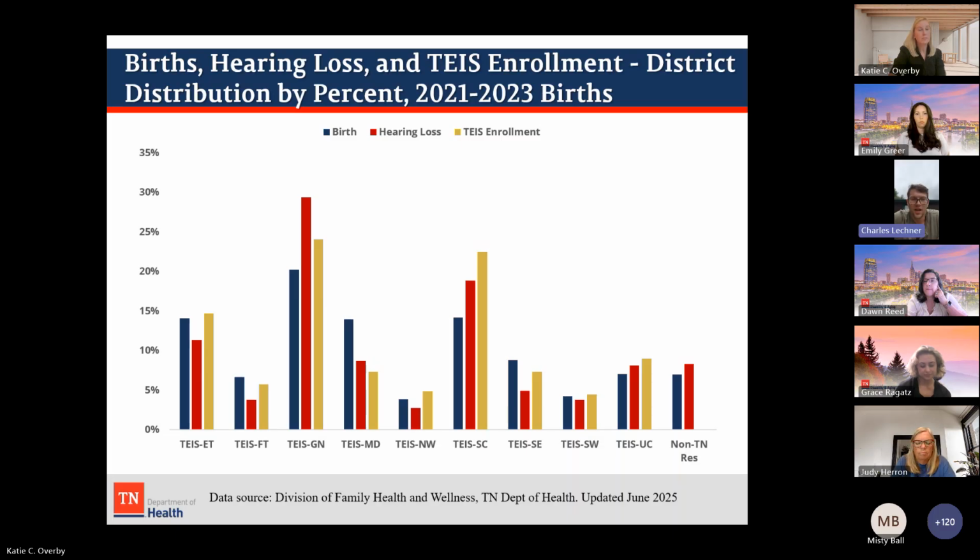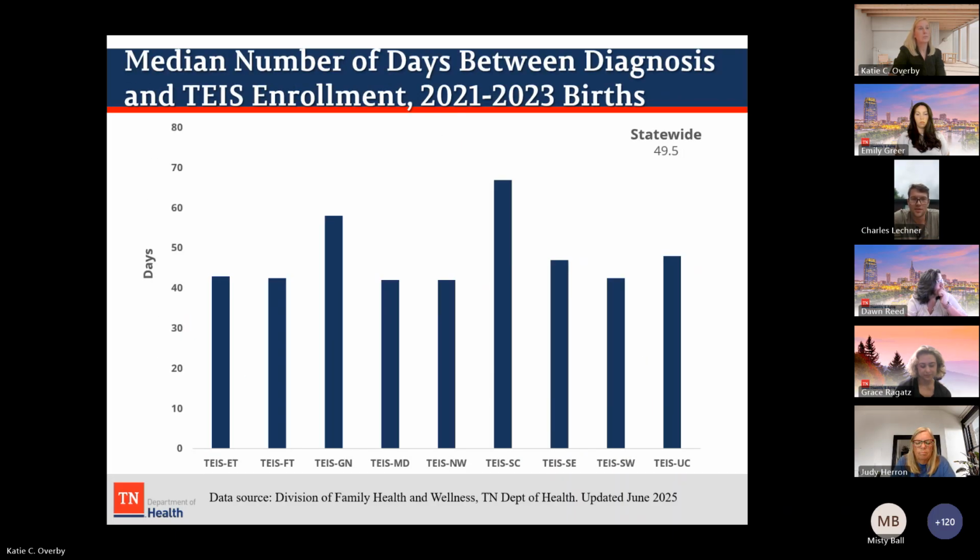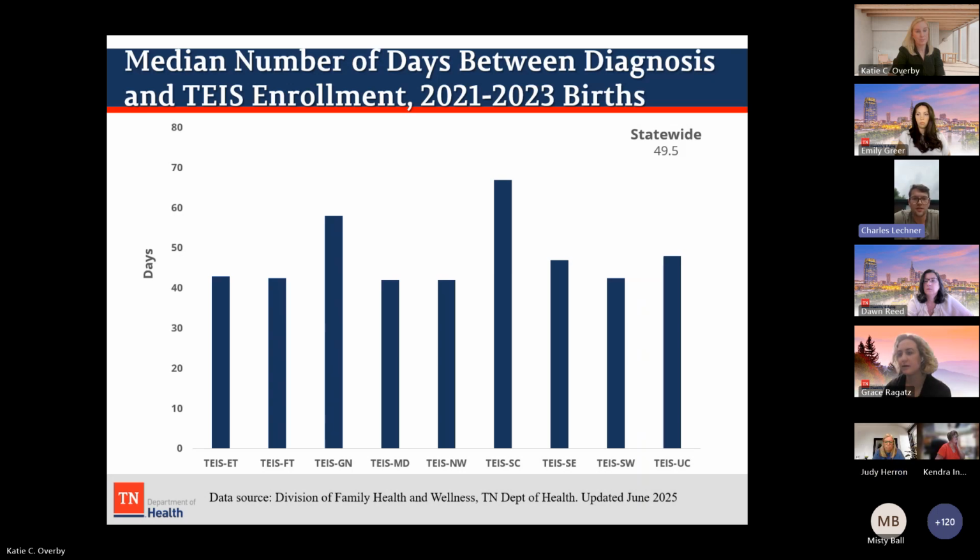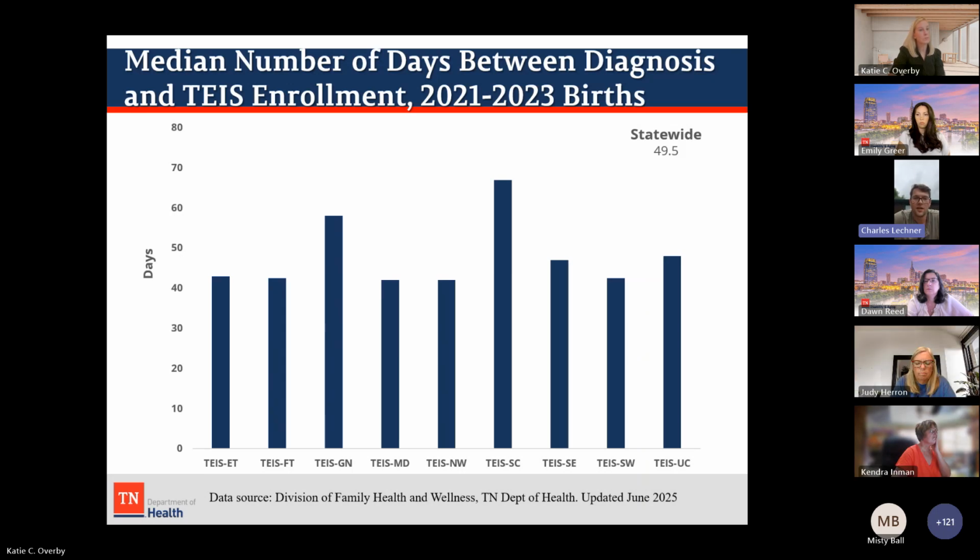Moving on then into some of our timeliness data, if you'll hit the next slide. For this one, we're going to be looking at our median number of days between diagnosis and enrollment. For this, we see that generally most of our regions fall around about 45 days between the diagnosis and enrollment, give or take a few days there. But then there's a couple of districts. We have Greater Nashville being slightly larger at about 60 days for the median. And we have South Central being a little bit larger than that, a little under, I think it was 68 if I remember correctly, a little under 70 for the South Central region.